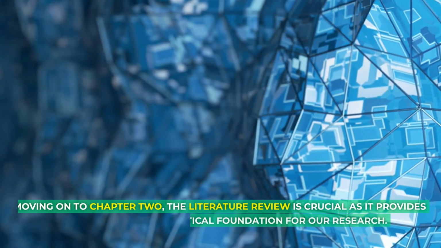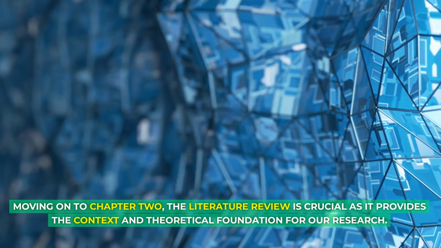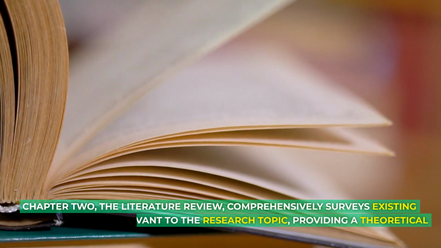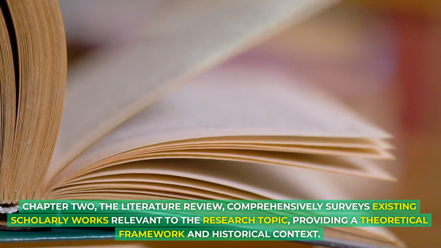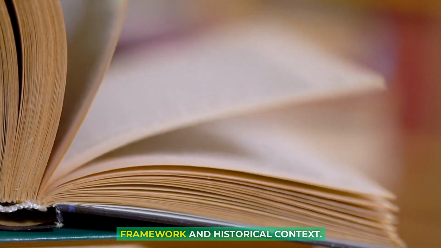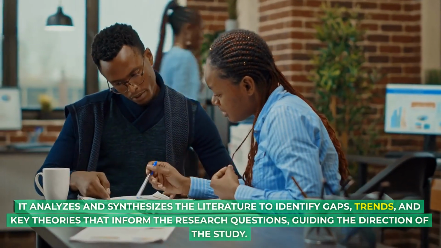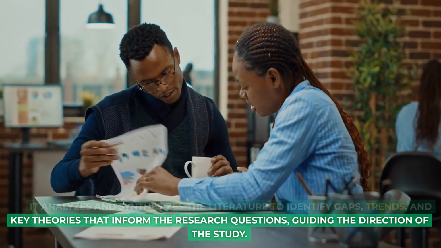Chapter 2, Literature Review. Moving on to Chapter 2, the literature review is crucial as it provides the context and theoretical foundation for our research. Chapter 2, the literature review, comprehensively surveys existing scholarly works relevant to the research topic, providing a theoretical framework and historical context. It analyzes and synthesizes the literature to identify gaps, trends, and key theories that inform the research questions, guiding the direction of the study.